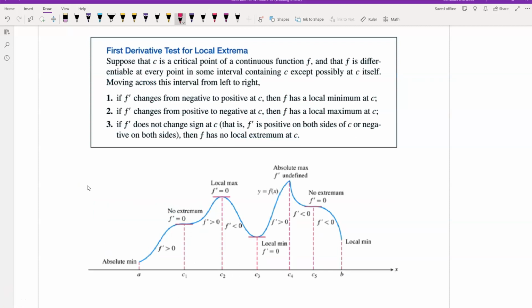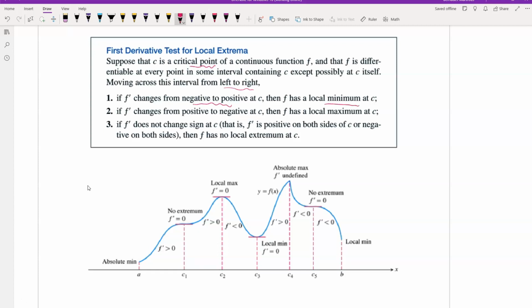Suppose that c is a critical point of a continuous function f, and that f is differentiable at every point in some interval containing c, except possibly at c itself. Moving across this interval from left to right, if f prime changes from negative to positive at c, then f has a local minimum at c.